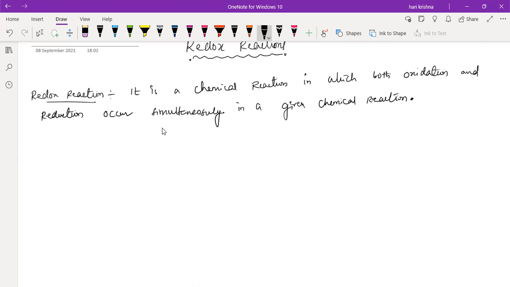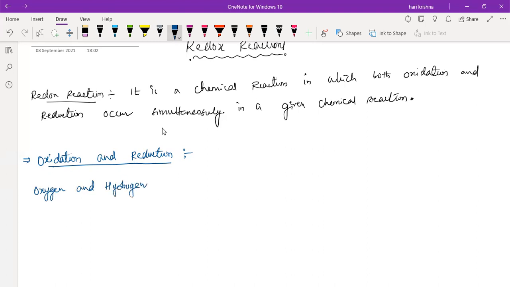Now tell me first, what is oxidation? What is reduction? Already studied in class 10th itself. Oxidation and reduction in terms of oxygen and hydrogen. What is oxidation and reduction in terms of oxygen and hydrogen? Oxidation means what? Adding of oxygen to a substance, right? Adding of oxygen to an element or compound. That is oxidation.